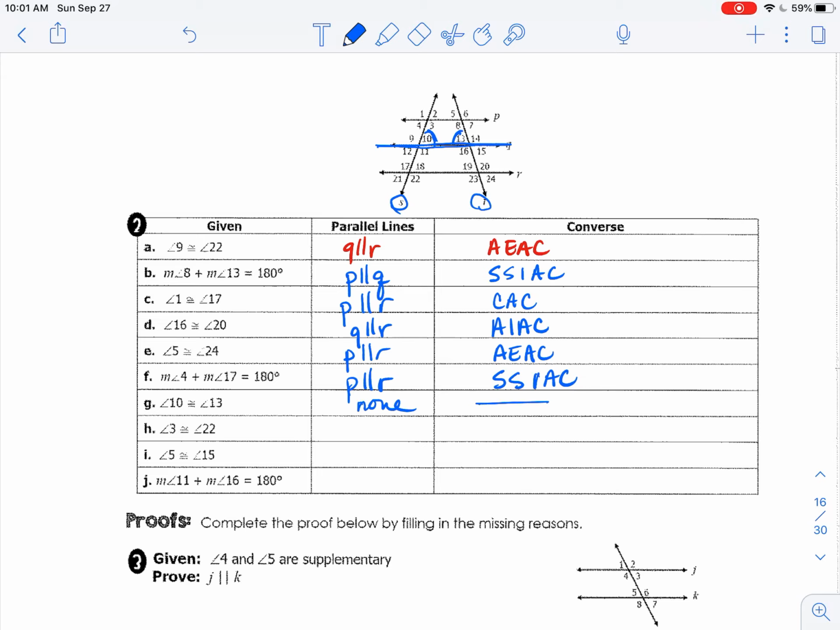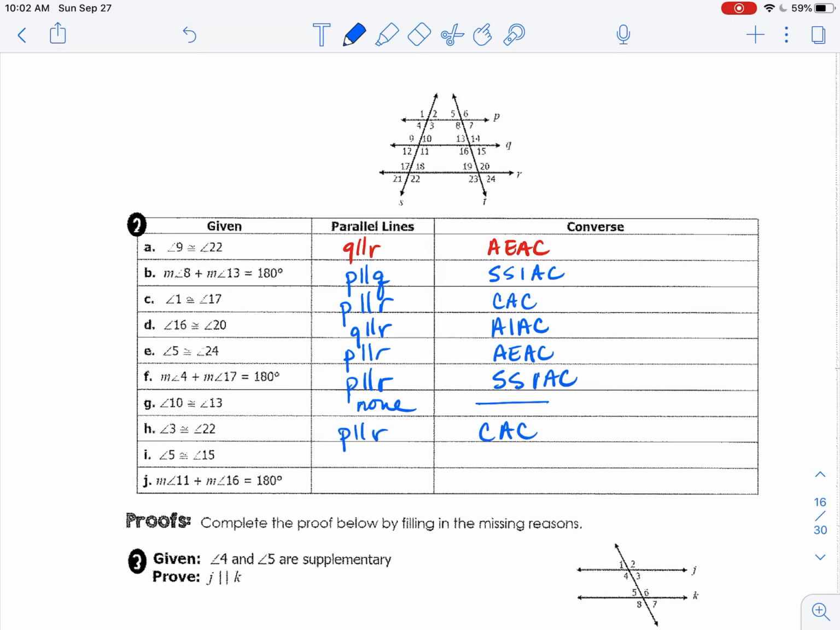All right, angle 3 congruent to angle 22. Got to slow down and really think about these sometimes. 3 and 22. Here's the transversal, and I've got the two groupings. These are in the same position, so I'm going to say that line P is parallel to R for the corresponding angles converse.